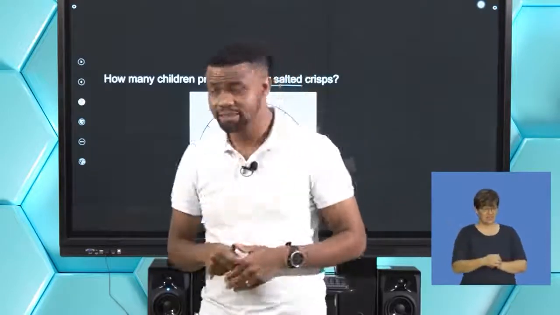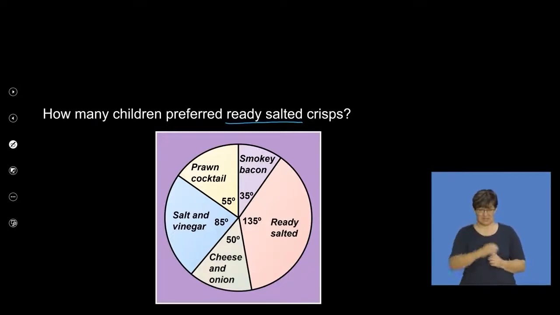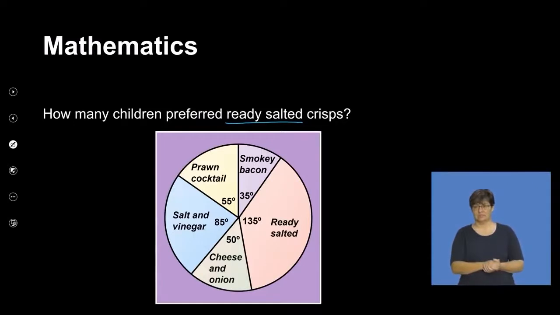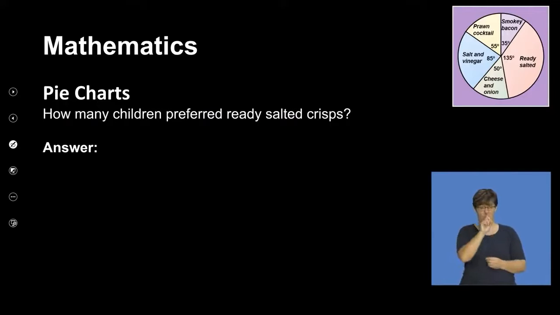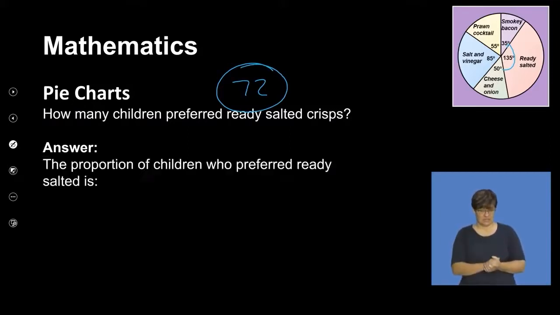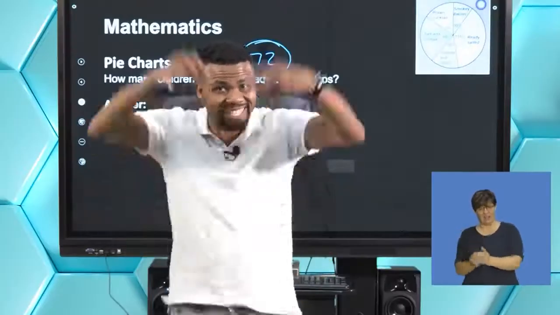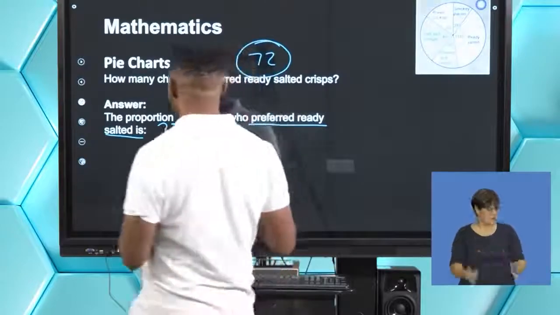So we know that ready salted, we have 135. Are we all together? We have 135. So on our pie chart, we have 135 for ready salted, which is an angle. We have to convert that into how many children. So we know that 72 kids took part in the survey. So what are we going to do? The question is, what is the proportion of children who preferred ready salted? We can't say 135 degrees, it's an angle. But how many? We have to convert that angle into how many kids actually took ready salted.